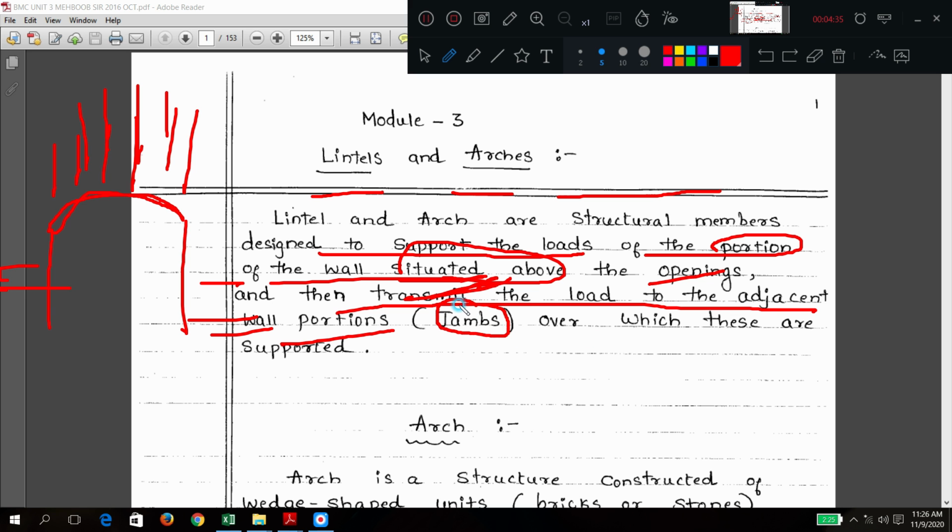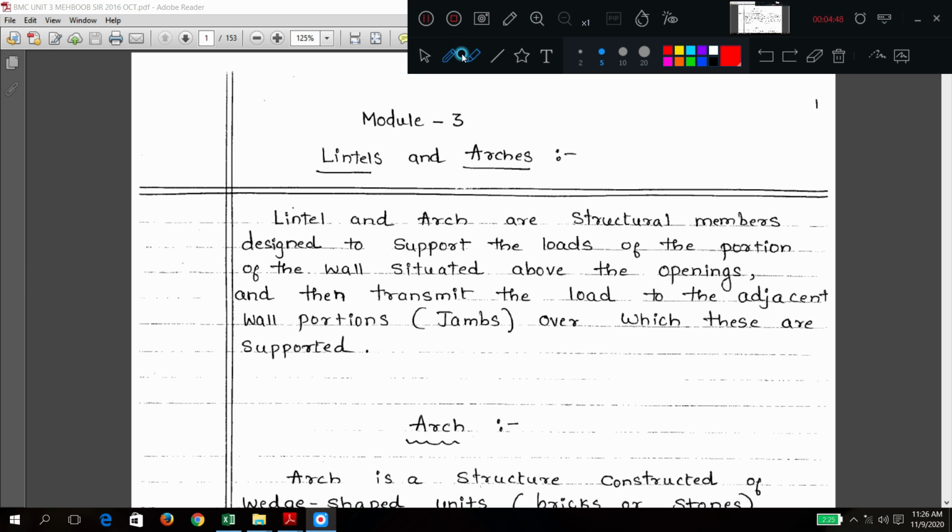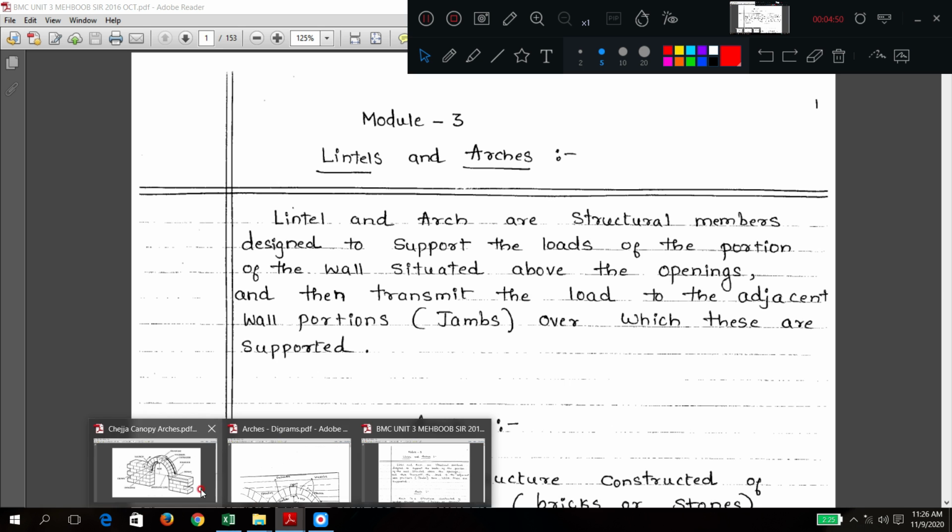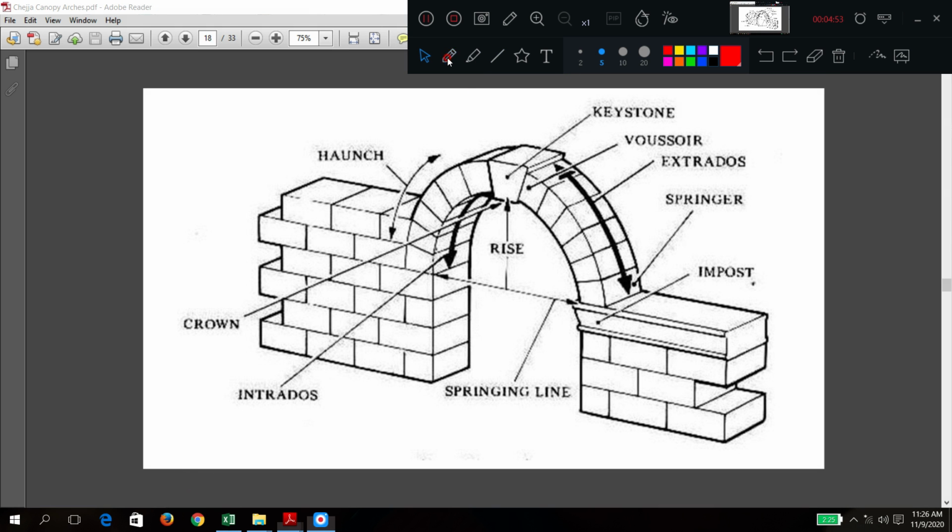We generally call it the jamb. This definition of jamb is discussed in module 2. It transfers this load to the adjacent wall over which these are supported. If you see this diagram, you'll understand. Here the wall will come above, and this arch will transfer the loads to the sides. These adjacent supports we call the jambs. I hope it is clear now.